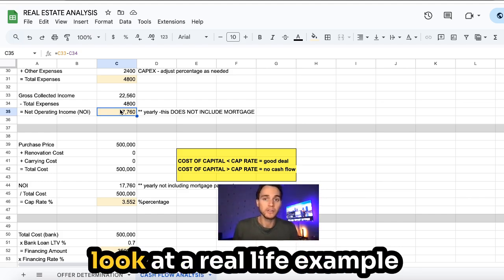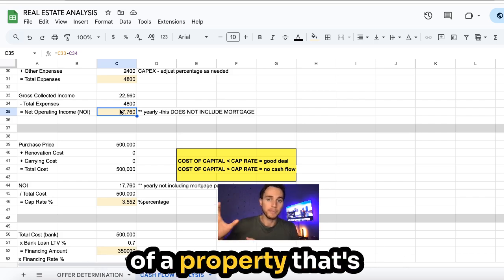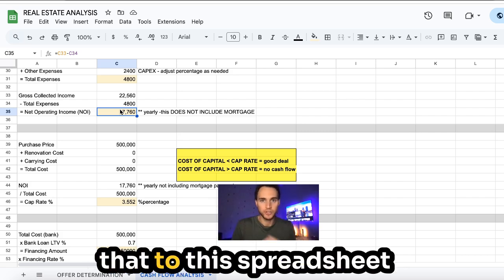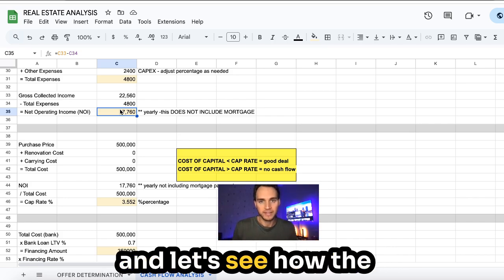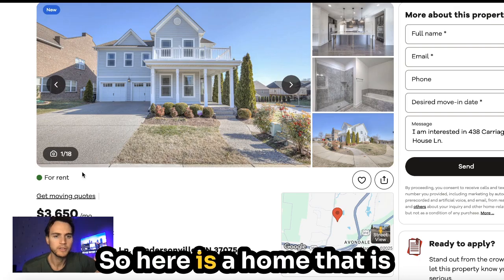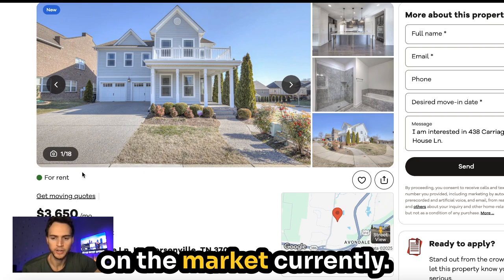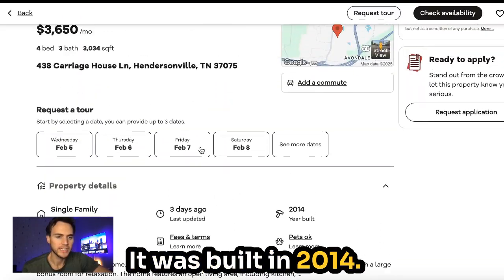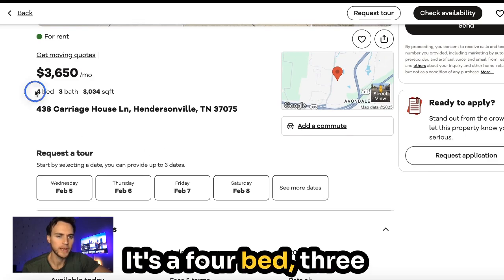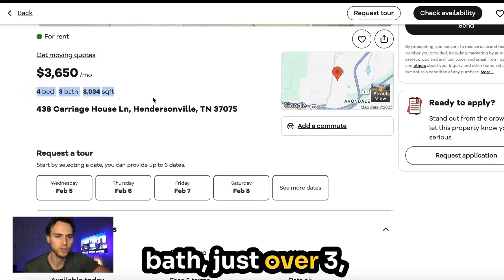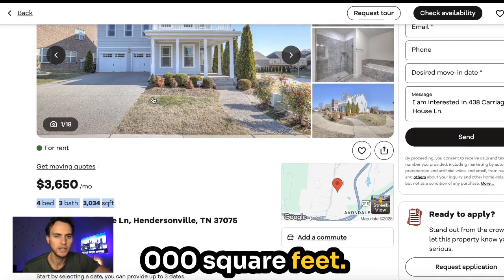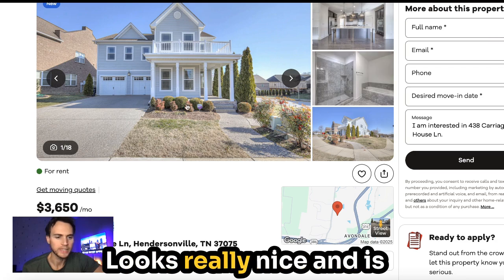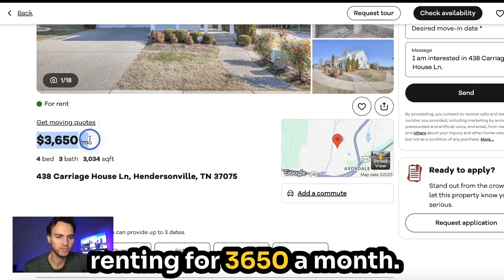Let's go ahead and take a look at a real life example of a property that's listed, and we will apply that to this spreadsheet, and let's see how the cash flow turns out. So here is a home that is on the market currently. It was listed about 3 days ago. It was built in 2014, single family home. It's a 4-bed, 3-bath, just over 3,000 square feet. So a really great family home, looks really nice, and is renting for $3,650 a month.